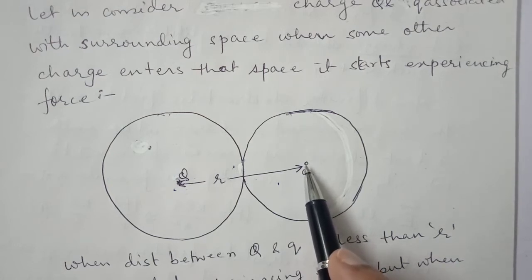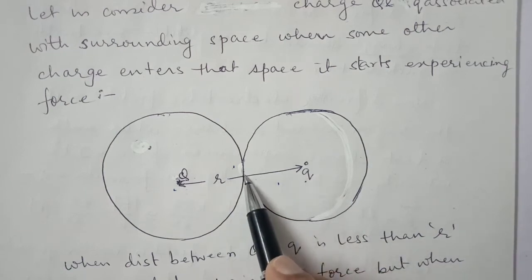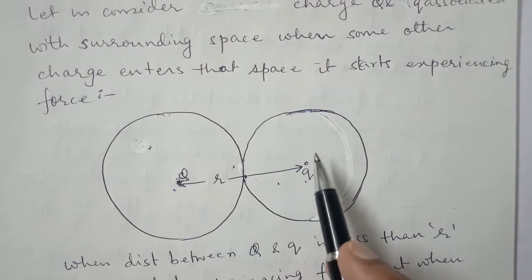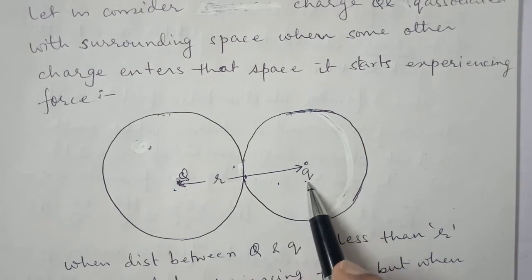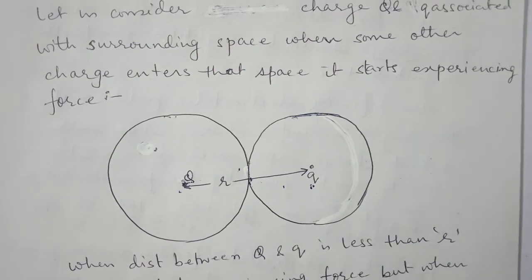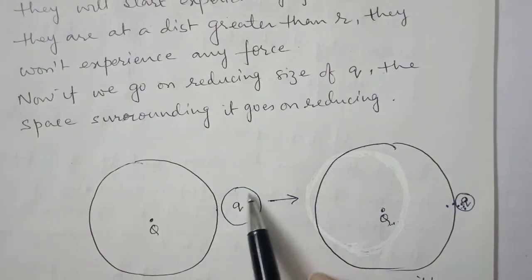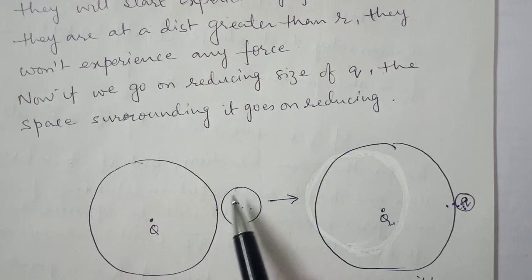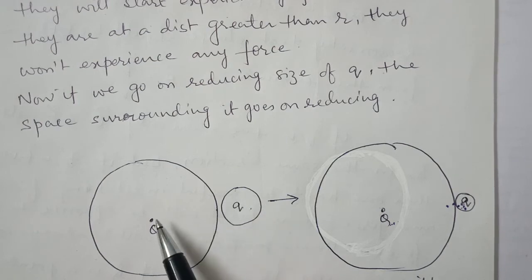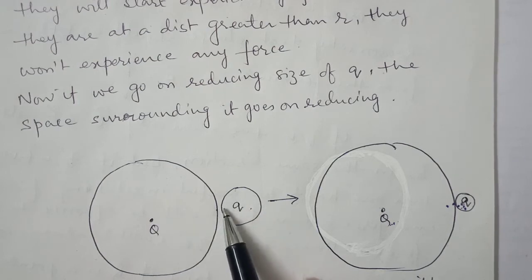So how to understand whether the field extends till here or till here? That's why we start reducing the size of this charge, known as the test charge. As I go on reducing the size of this charge, the field around it will also go on reducing. So soon this will start entering it. It will start experiencing force.